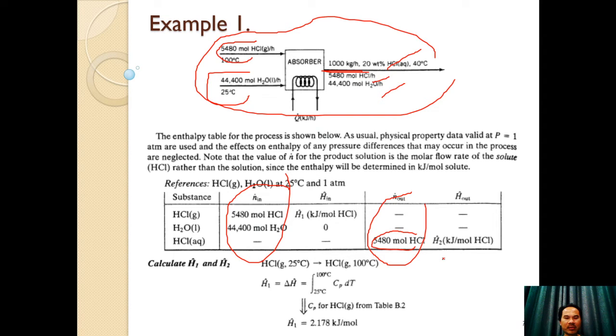Okay, the first step is to calculate H1. H1 is HCl gas at 100 degrees Celsius, referenced to 25 degrees Celsius. This means the HCl changes from 25 to 100. You integrate Cp dT from 25 to 100, and you can read the Cp dT of HCl gas from table B2. Then you substitute into the integration and you get H1 of about 2.178 kJ per mole.